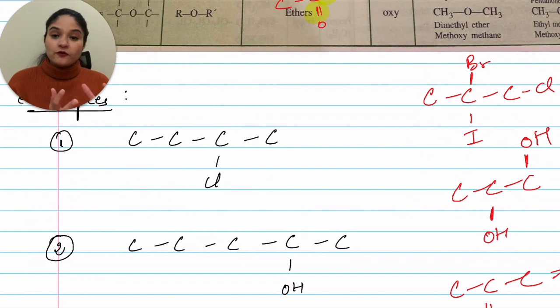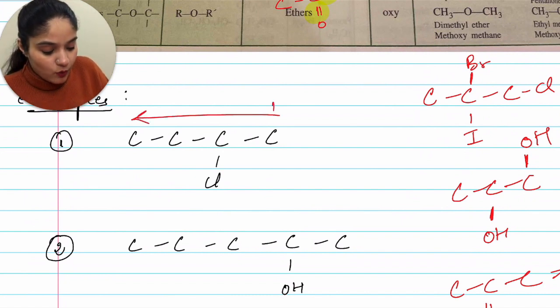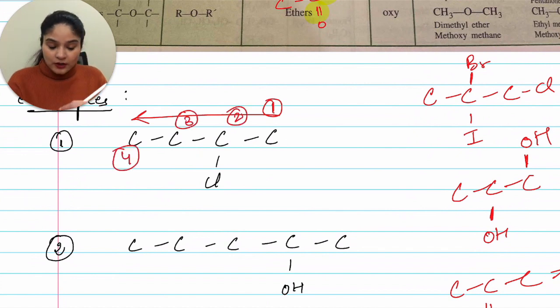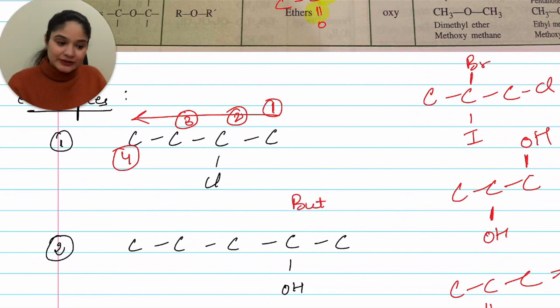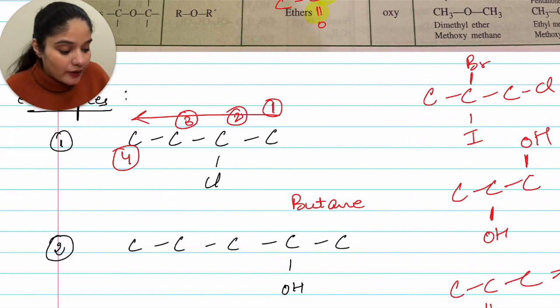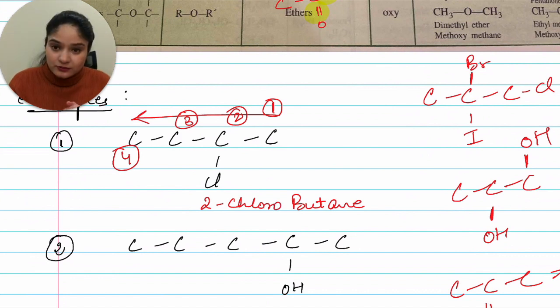So you have 4 carbon atoms. I'll be naming it from this side: 1, 2, 3, 4. 4 carbons means but. I'll write but. All single bonds means ane. And at the second carbon, I have a halogen, that is chlorine. So how will I write that? I will write 2-chlorobutane.